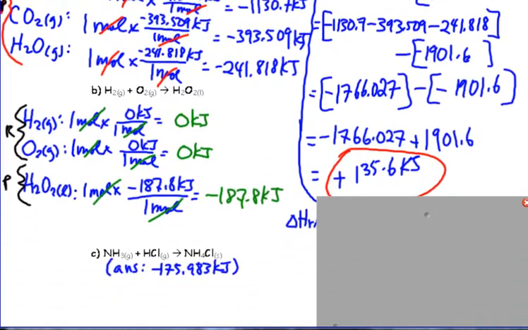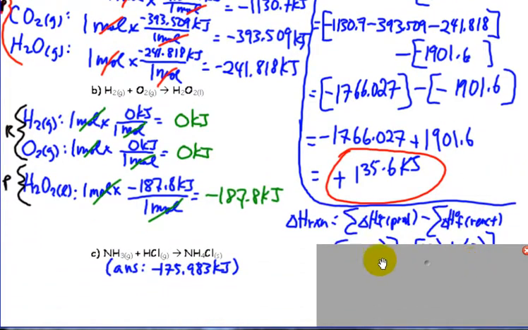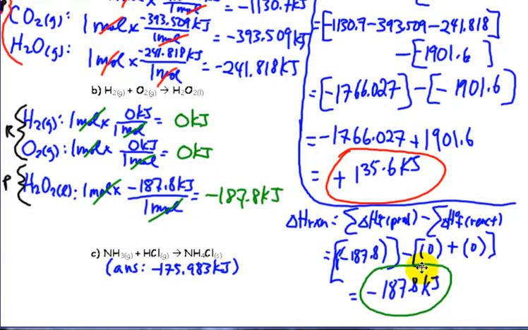Okay, and then products minus reactants. So there's my one product. There are my reactants. So I have negative 187.8, subtract a total of 0, so negative 187.8. Which makes sense because really nothing changes here, because this value that I have for this reaction is technically the enthalpy of formation of hydrogen peroxide.